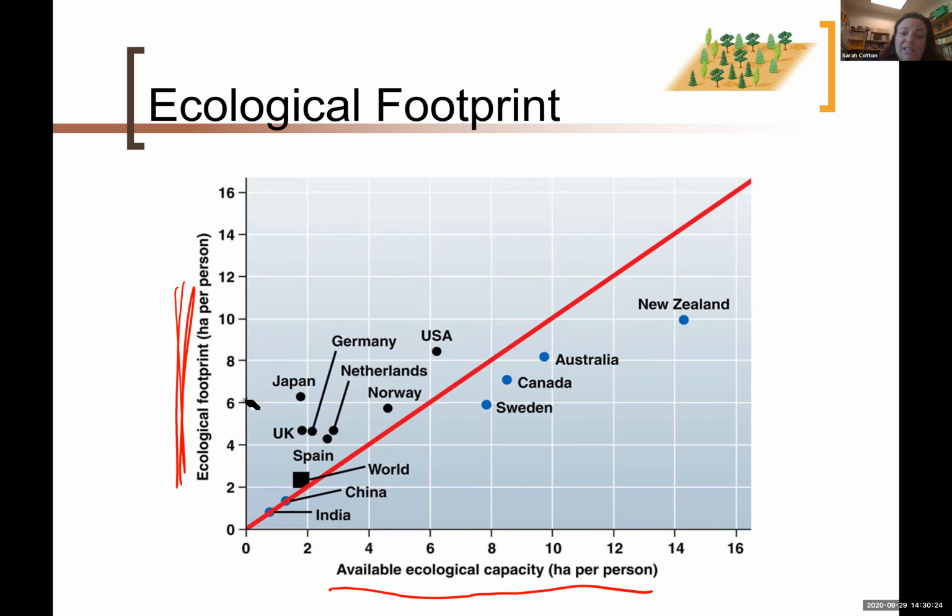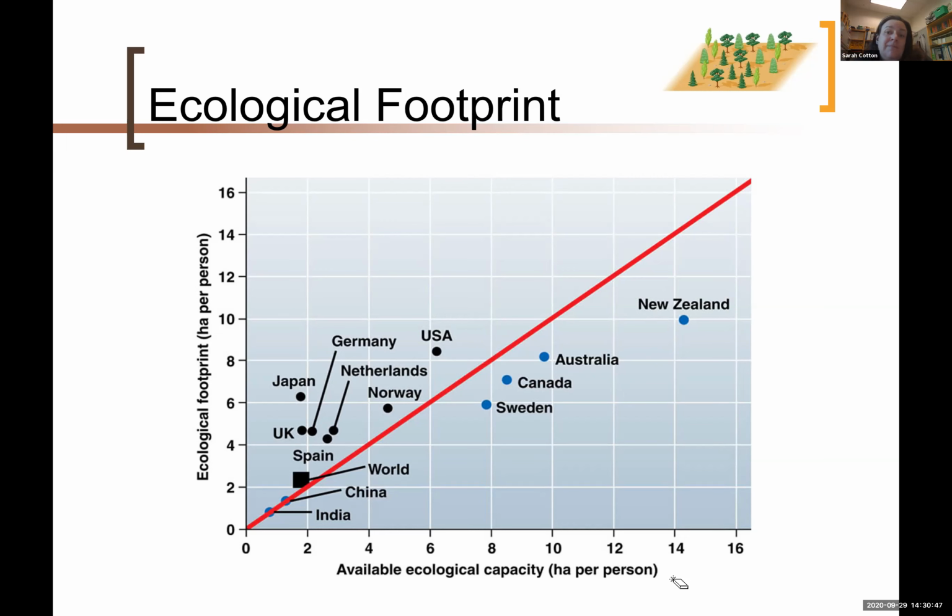Okay. But it's not the one that's farthest away from the red line. The one that's farthest away from the red line is actually Japan, right? So even though the typical ecological footprint of a person in Japan is much lower than the US, Japan is a teeny tiny country that doesn't have very many resources at all. So they are really far away from the red line.